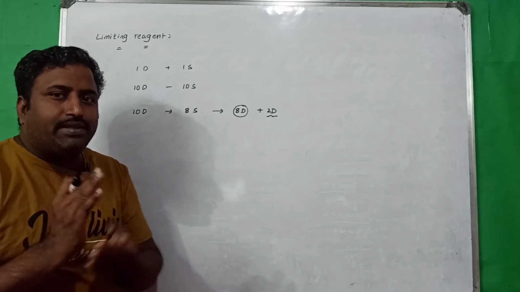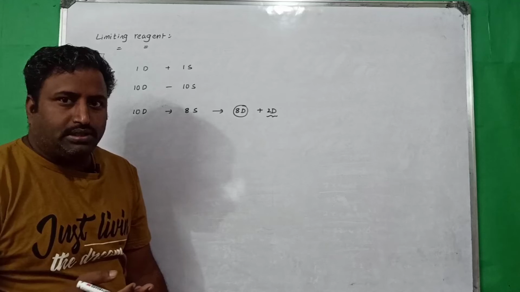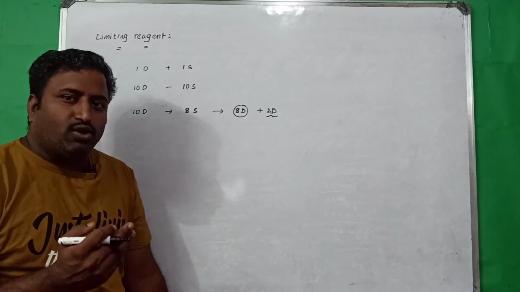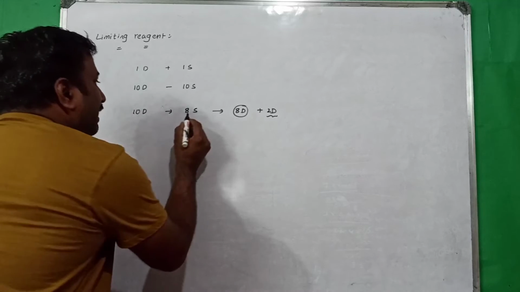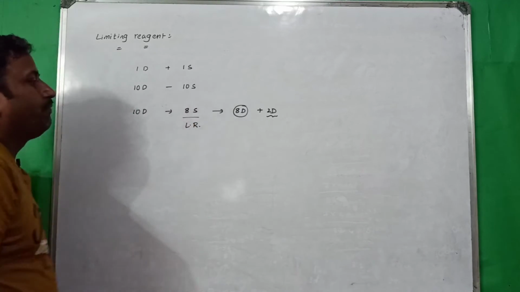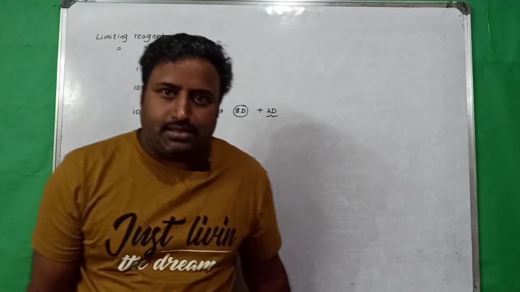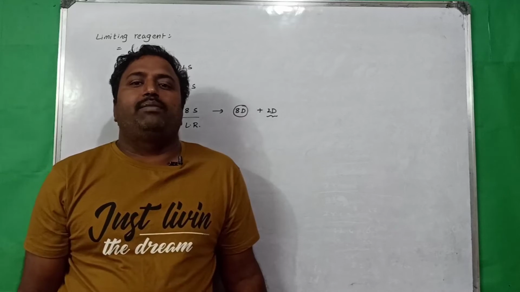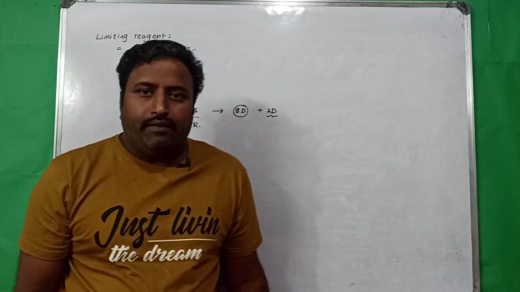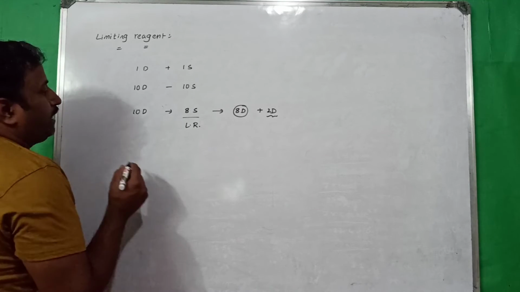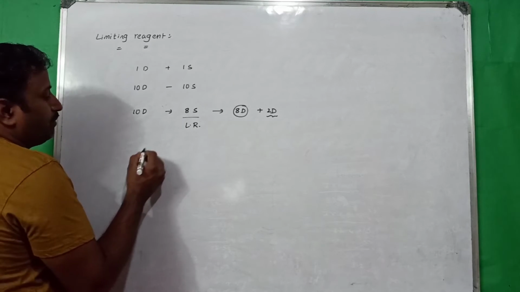Now, whichever substance is controlling the process, whichever substance is not letting the reaction complete, is known as the limiting reagent. Here, this is the limiting reagent. So, limiting reagent is a substance which is not going to let the reaction complete, and it will be present in lesser quantity when compared with the standard quantity. Let us take a similar example in chemistry.